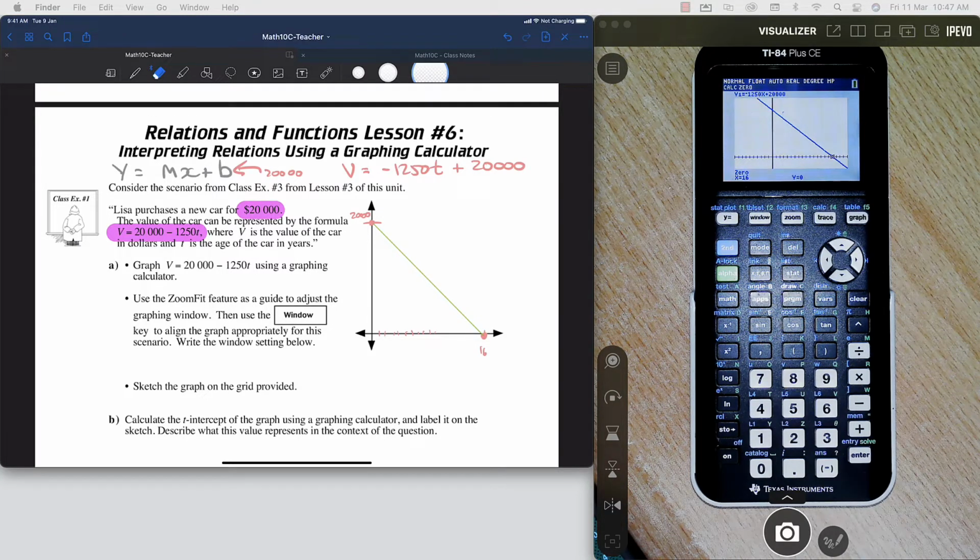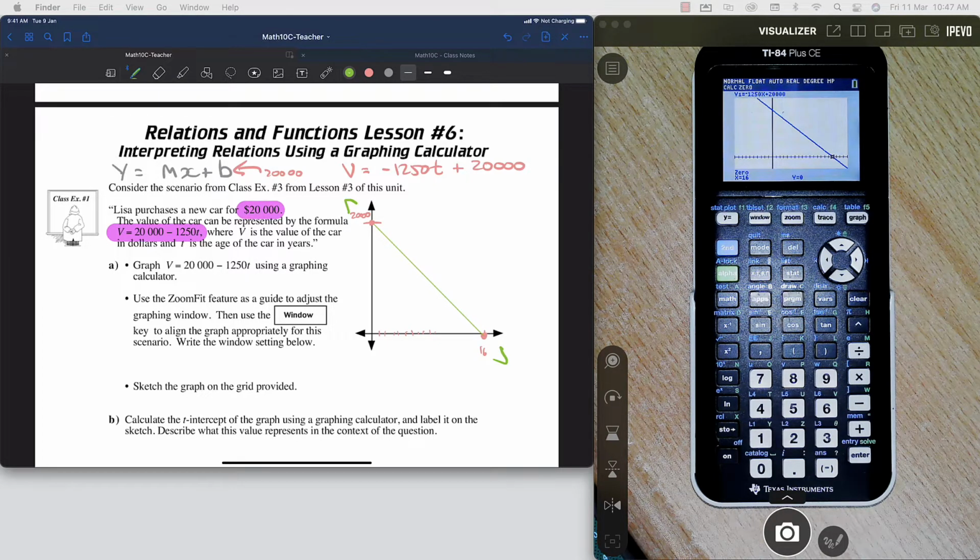Now in this case, it can't extend any more in that direction or down in that direction because 20,000 is the cap. That's the most we've paid for it, and the lowest value it can ever be is 0.